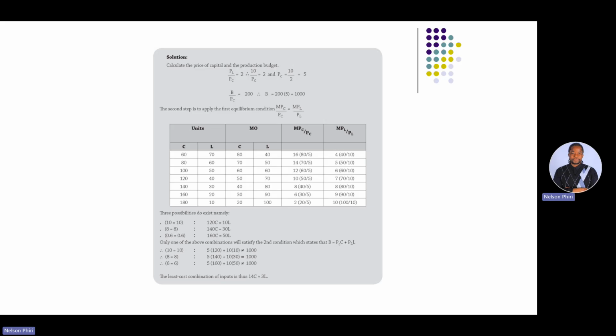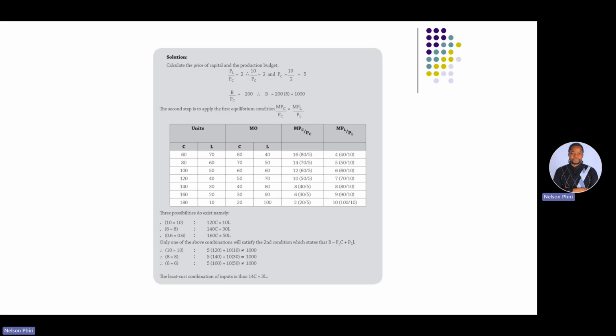So we have your MPK over P column, where you're taking your marginal output and dividing it by the price. We see 80 divided by 5 for 60 units of capital. Your marginal productivity will be 16. So that is your marginal output divided by the price of capital. Then for 80 units, it will be 70 divided by 5, which gives us 14. Then for 100 units, it will be 60 divided by 5, which is 12.